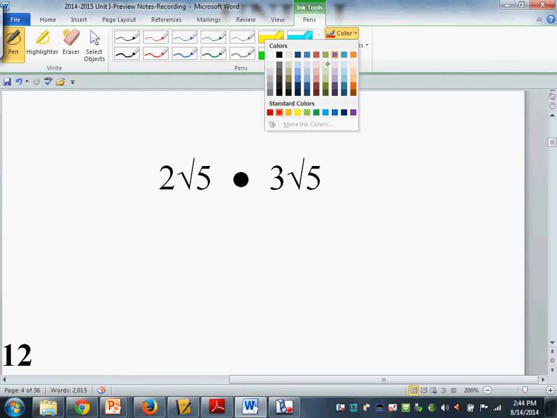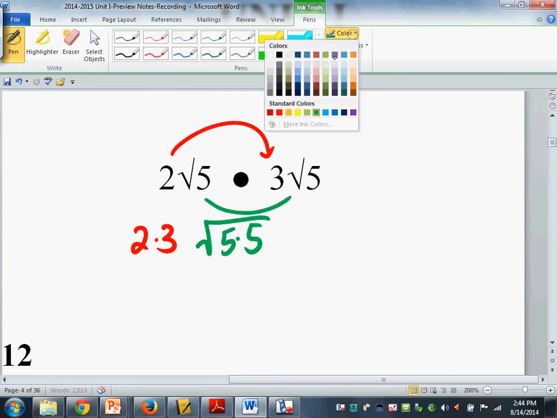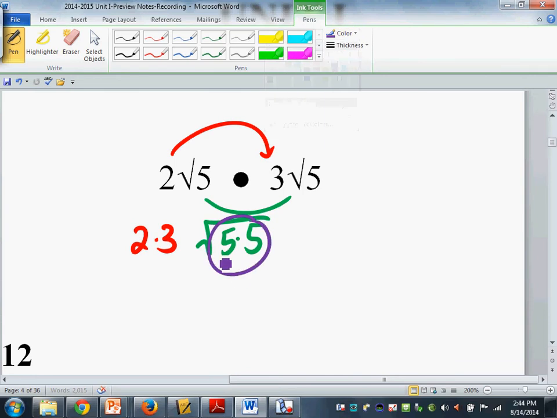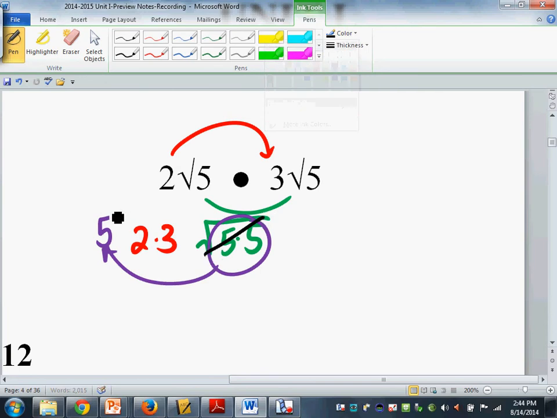All right, we take a look here, and you're going to end up doing the outies, which is 2 times 3, and then you do the innies. Root 5 times root 5 looks like this, so it's square root of 5 and 5. But that's already a pair, so the whole thing comes out as a 5, and you get rid of the radical completely. So now we do 5 times 2, which is 10, times 3, and we end up with 30, and that's your answer.